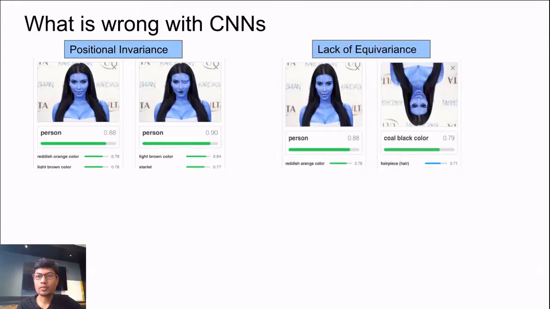The second is called lack of equivariance. If I rotate the image, the underlying image or the object is still the same. However, the model loses its predictive power, which is not desired.